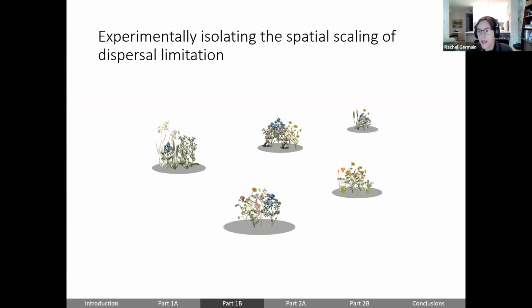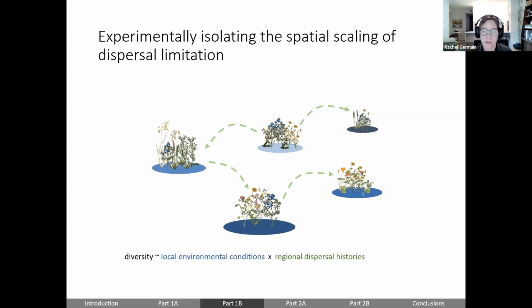And so what we'd want to do, if we're trying to identify what these characteristic scales of dispersal are, is experimentally isolate the spatial scaling of dispersal limitation. What do I mean by that? We can imagine that diversity in each of these patches is basically the outcome of local environmental conditions, so just differences in the heavy metal content or nitrogen content and whatnot in these patches, and also the interaction with these regional dispersal histories. Have species been able to get everywhere in the landscape, or are they really just stuck in a particular patch because they can't make it into other ones? If we wanted to isolate the magnitude of this dispersal limitation at specific scales, we would want some way of experimentally removing this dispersal history from the equation, allowing species to get everywhere and seeing how diversity responds when it's purely responding to local environmental conditions.